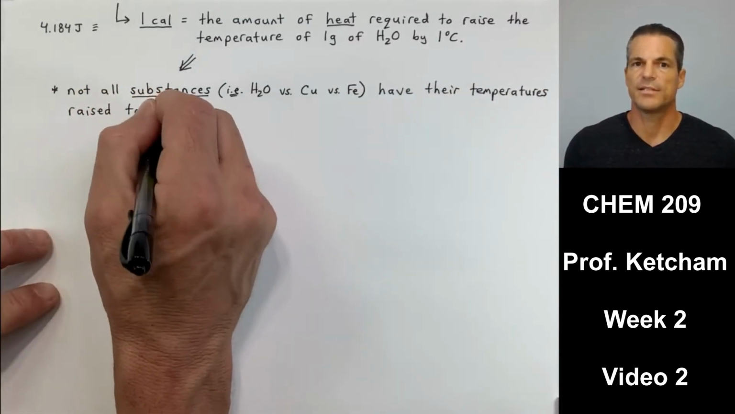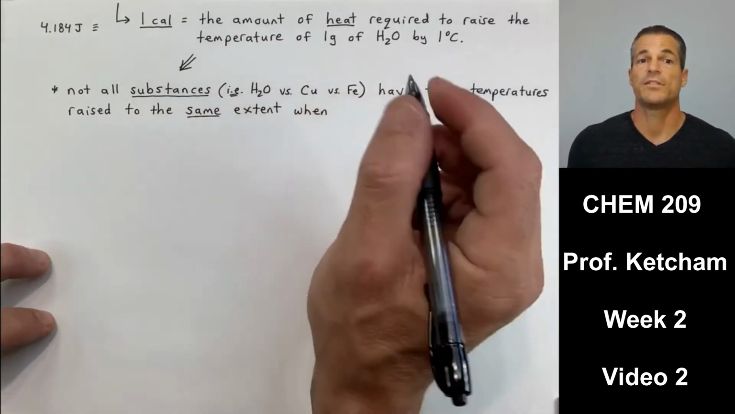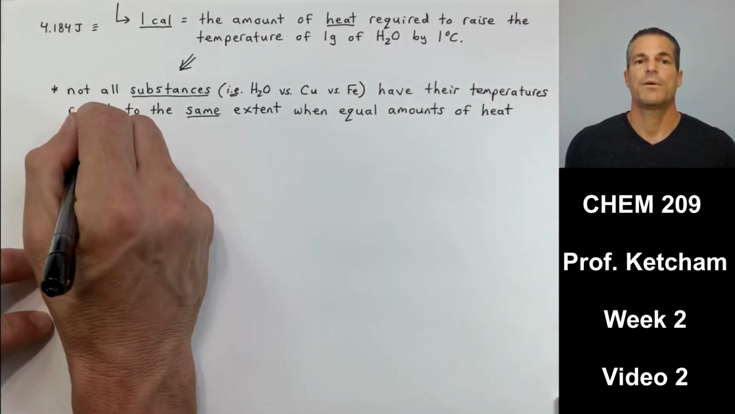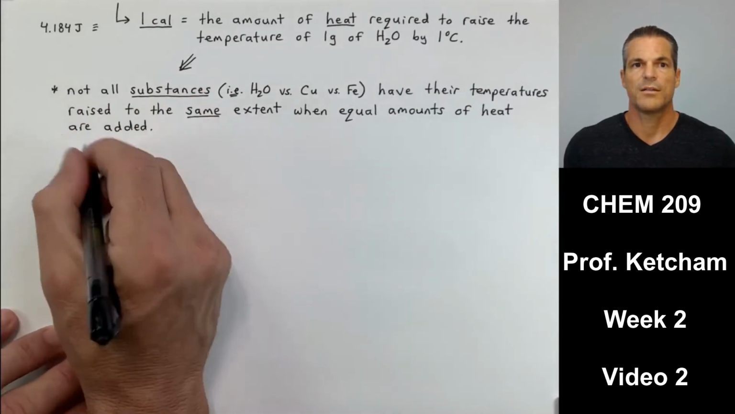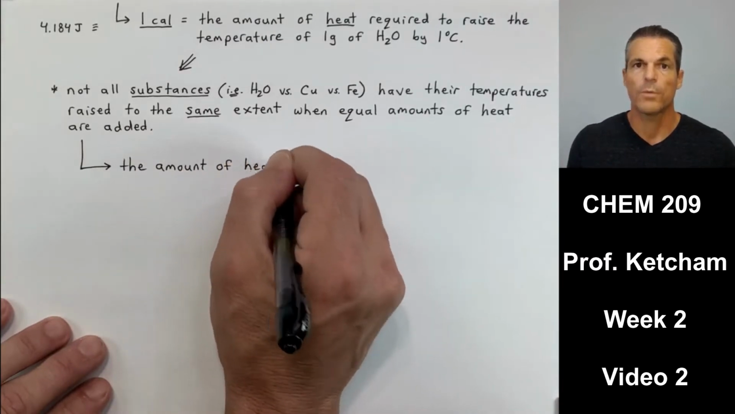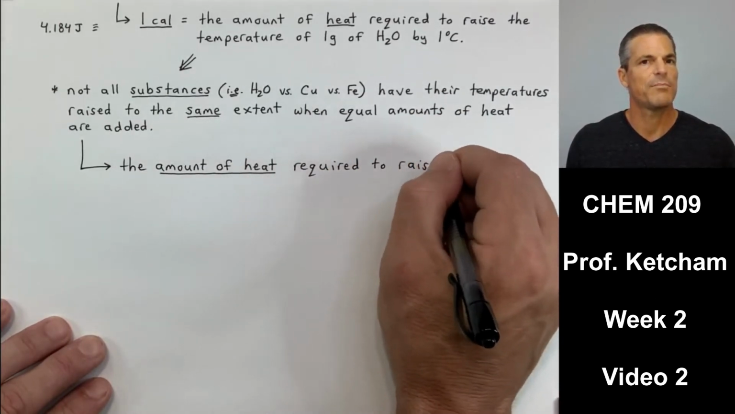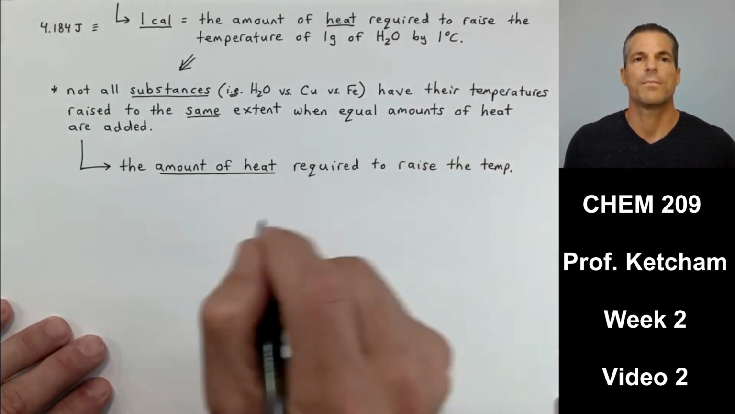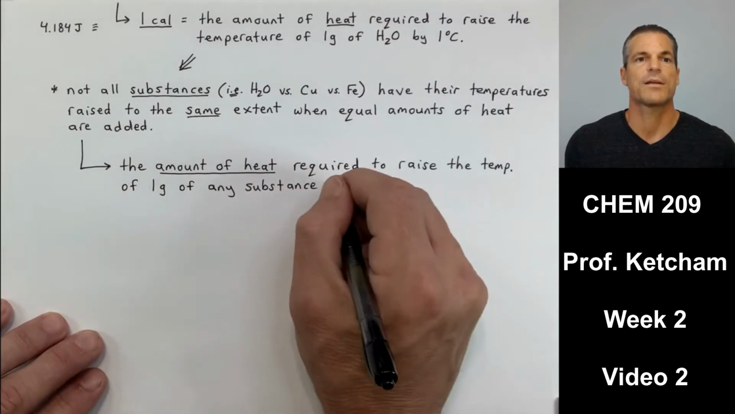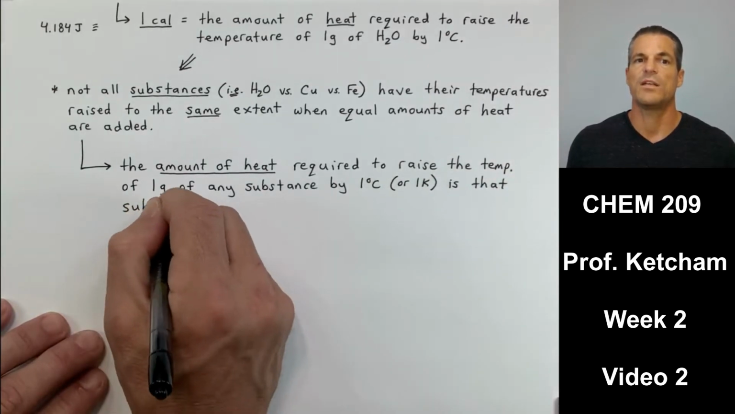Now, not all substances, water, for example, versus copper versus iron, have their temperatures raised to the same extent when equal amounts of heat are applied. For example, if I boil water on a stove, the pan gets a lot hotter, a lot quicker than the water that's being boiled. As you warm up the heat, the pot gets hot real quick, but the water doesn't. Water is really good at being what's known as a coolant, and we may get back to that in a bit. But first things first, let's stick to our notes here so I don't get off topic. Not all substances have their temperatures raised to the same extent when equal amounts of heat are added.